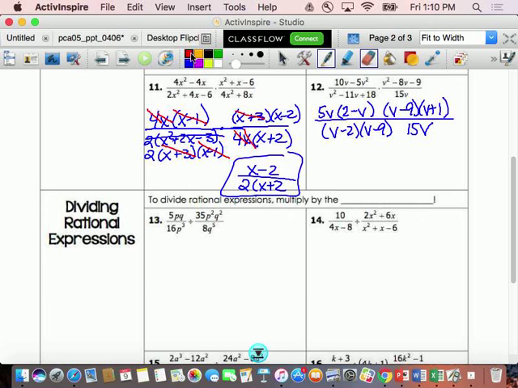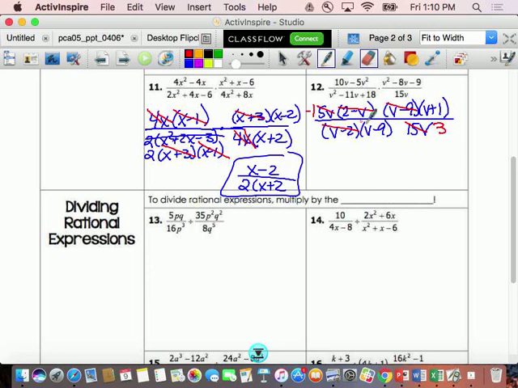And I see that my 5v and my 15v, I can take that out and make that a 3, because 5 goes into 15 3 times and the v's cancel out. I want to cancel out this 2 minus v and the v minus 2, but when I want to do something flipped like that, what do I need to do? Multiply by a negative. So I'm going to multiply by a negative up here, which would make that v minus 2, so I could cancel it out with that.